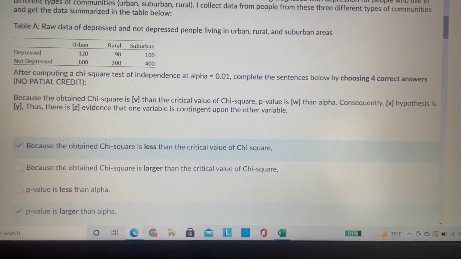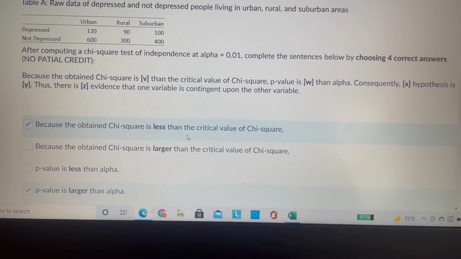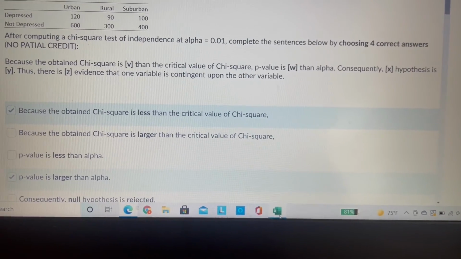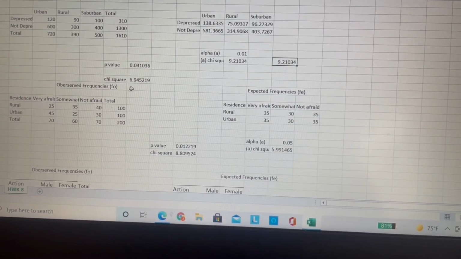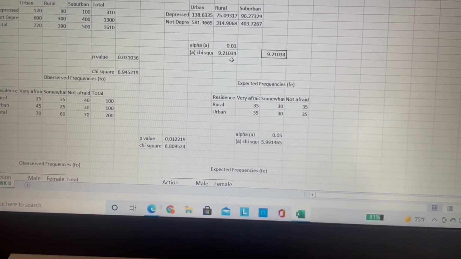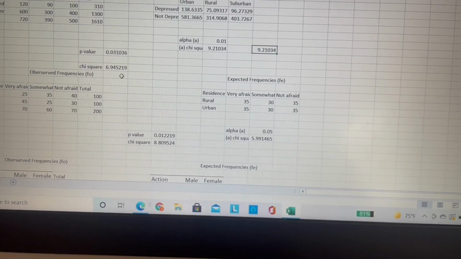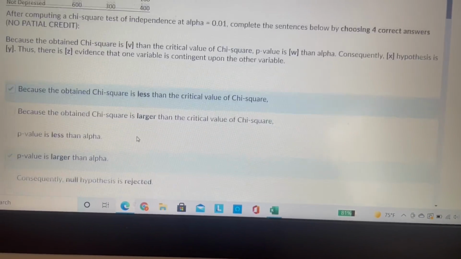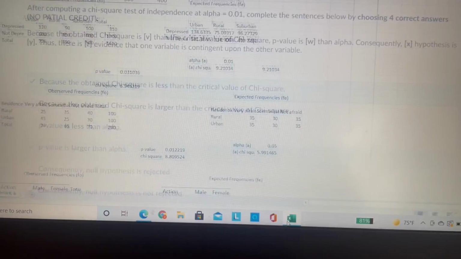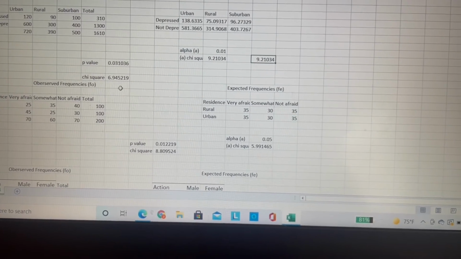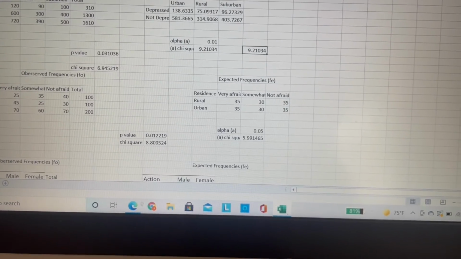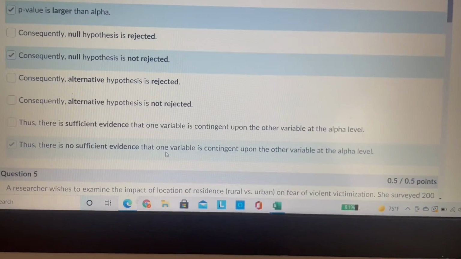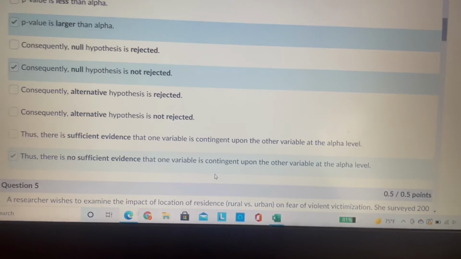And you go to this question right here. It says, because the obtained chi-square is less than the critical value of the chi-square. Here's the obtained, which is right here, and here's the critical. The obtained is 6.9 and the critical is 9.2, which is less than. The p-value, which is right here, is larger than the alpha because it's 0.03 and the alpha is only 0.01. That means the null hypothesis will not be rejected and there is no sufficient evidence.